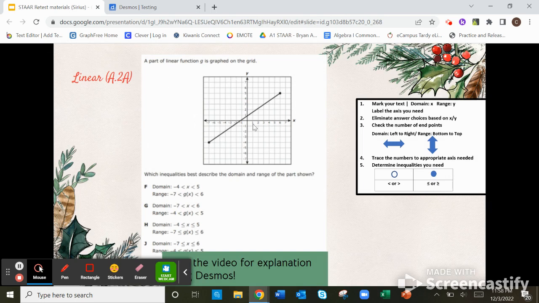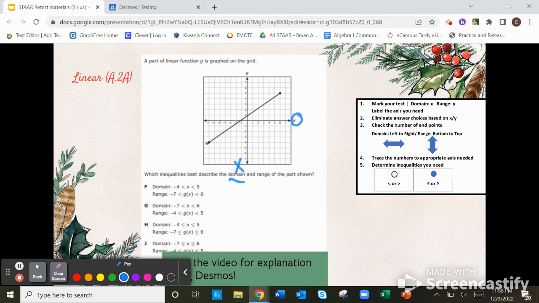We have a part of a linear function graphed on the grid. Which inequalities best describe the domain and range of the part shown? So I'm going to color code this. I'm going to use blue for domain. From this, I know that domain is my x, so I'm going to put x there. I am looking at my x-axis, right? If I look at my answer choices, domains are all x-axis, so there's nothing I can eliminate there.